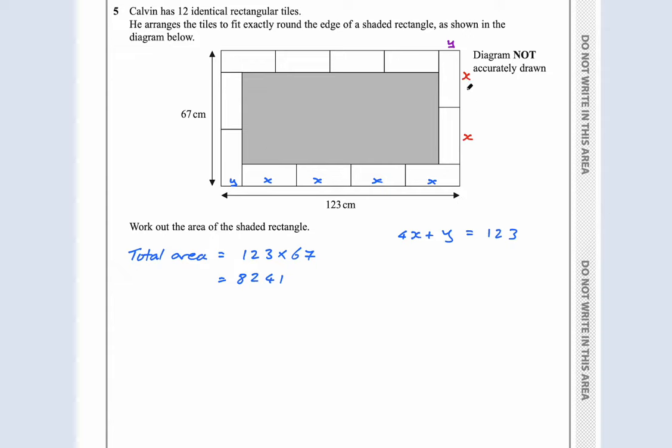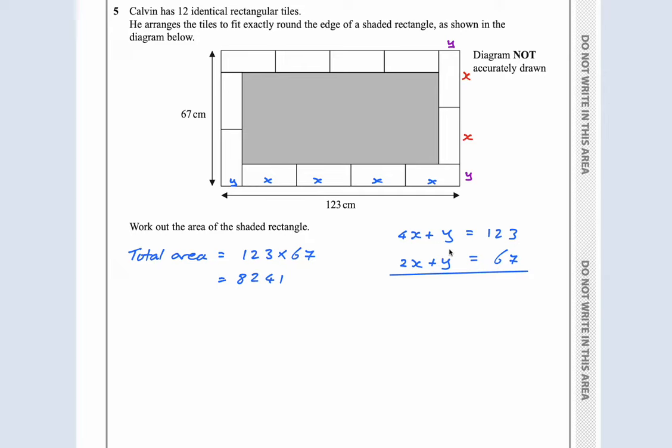The next equation is I have 2 x's plus, let's say, a y here. X, x, y. This has to equal 67. So I'm going to say 2x plus y equals 67. Now I've created two equations, and I have to solve them simultaneously. So this is simultaneous equations. That's why it's hard, because I thought it was just area of a rectangle, but of course they've made it difficult by making it simultaneous equations.